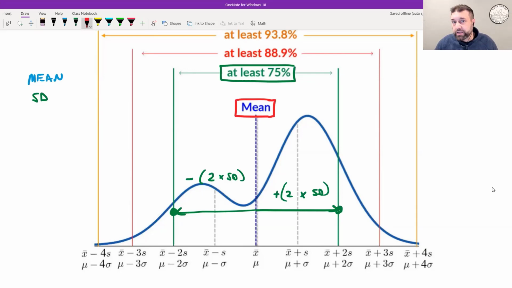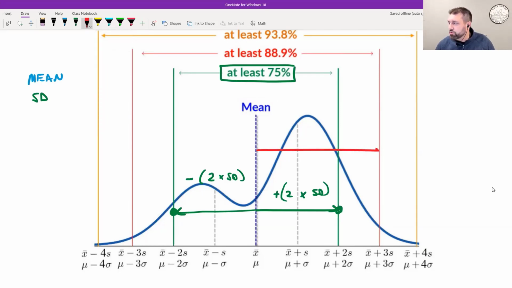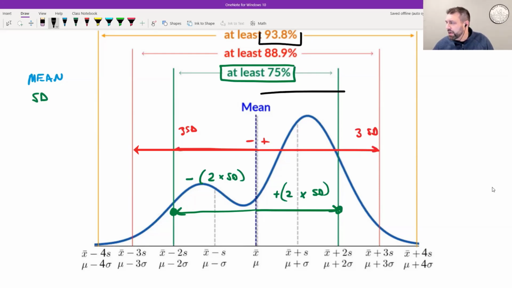Now, what if you wanted to multiply your standard deviation by 3? You take your mean, add 3 standard deviations, and subtract 3 standard deviations. Chebyshev says you should expect 88.9% of your data to fall in that interval, a wider interval, 3 standard deviations above and below the mean. And then he goes on to say, if you go 4 standard deviations above and below the mean, you would expect 93.8%.